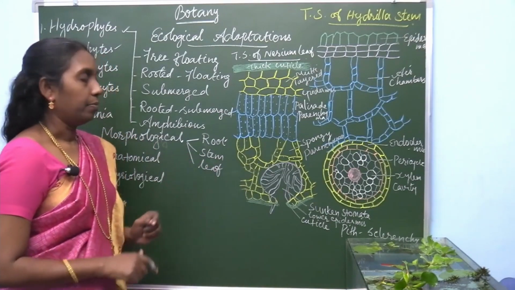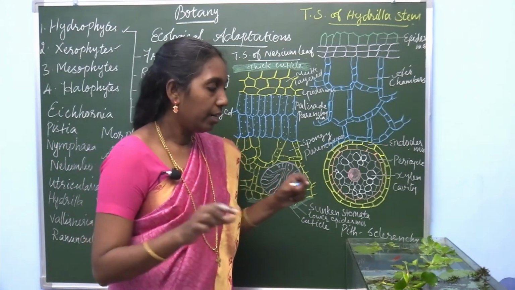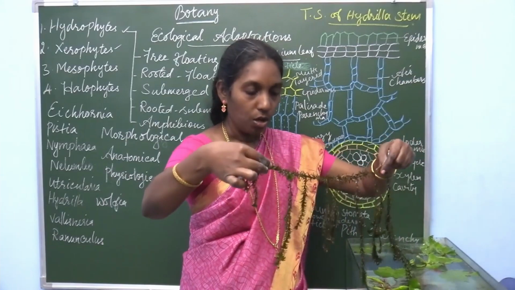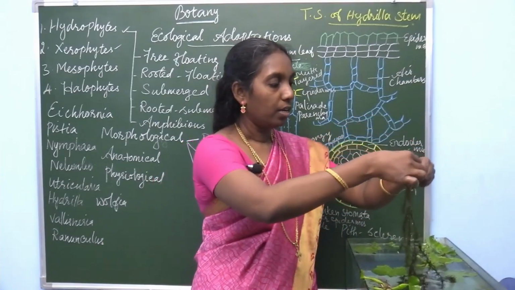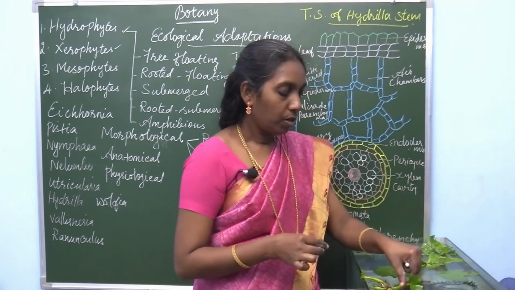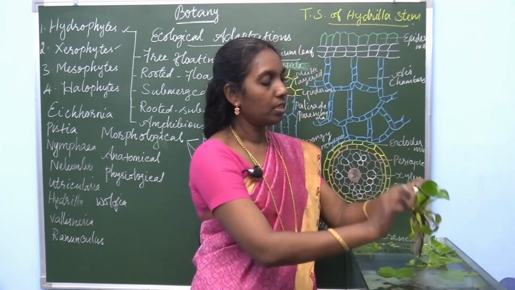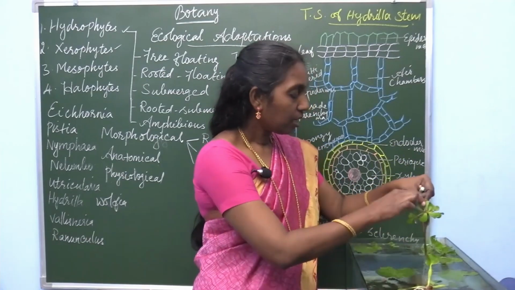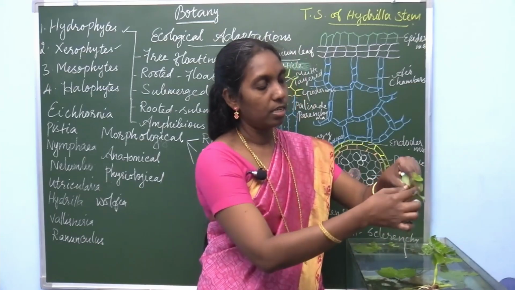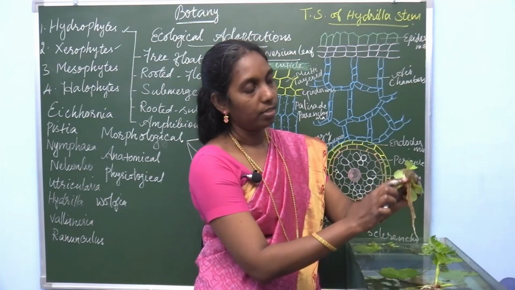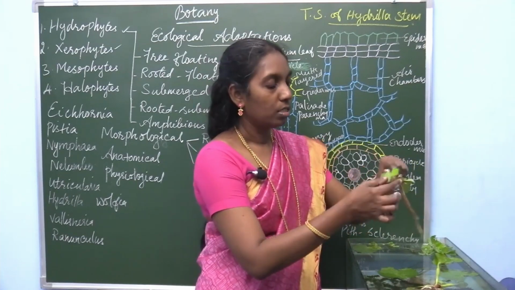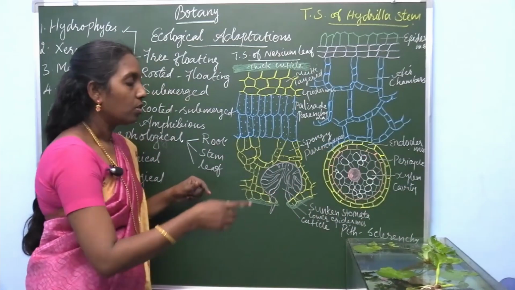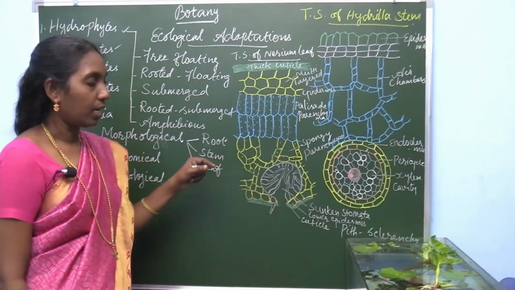Then what about the stem? The stem is long and slender. If you see the stem of this Hydrilla, it's a very long, slender and flexible stem. But look at this stem, here the stem is very thick, and in Pistia, stolon is present. This part is stolon. These all come under the stem part. Propagation also takes place by this stolon offset.